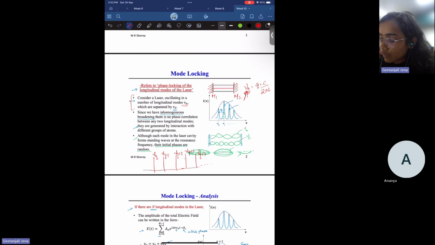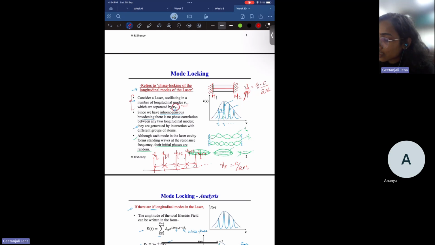Right. And what is the separation between these adjacent longitudinal modes? This indicates the free spectral range of this cavity, and it is typically nu f equal to c by 2nl. Okay. So now we have a laser oscillating in a number of longitudinal modes nu n, and these are separated by free spectral range nu f.